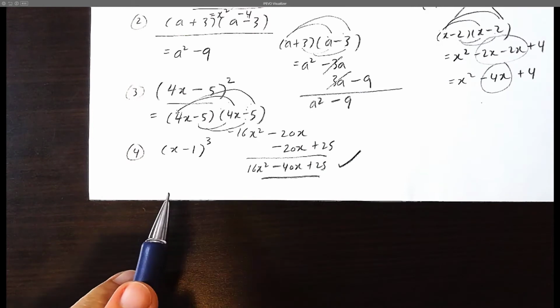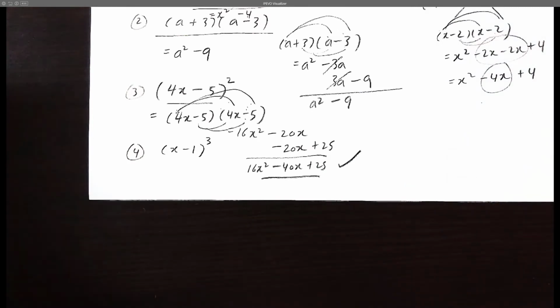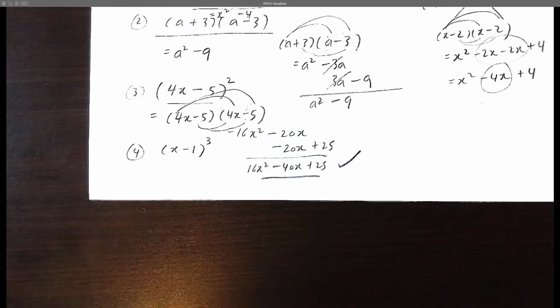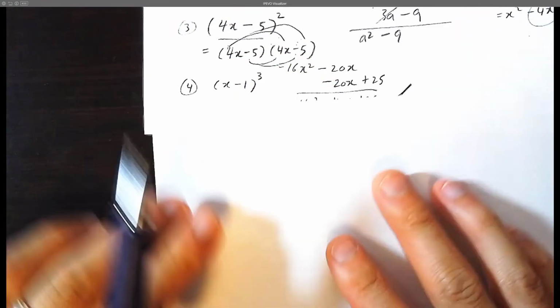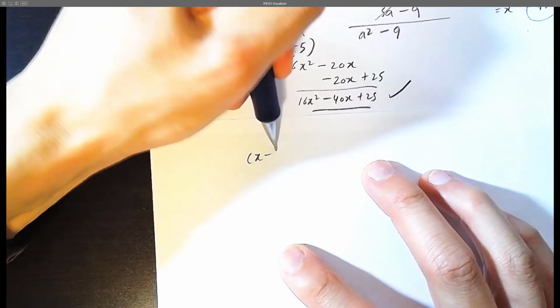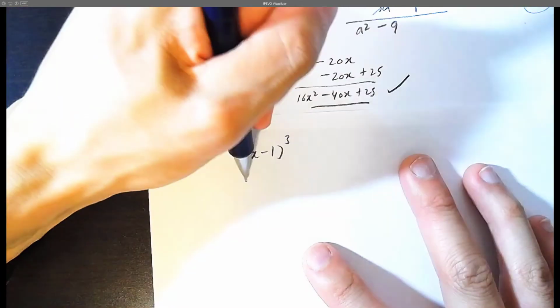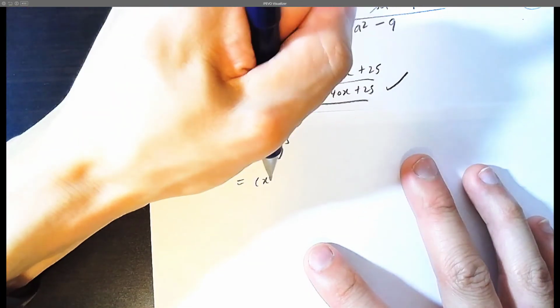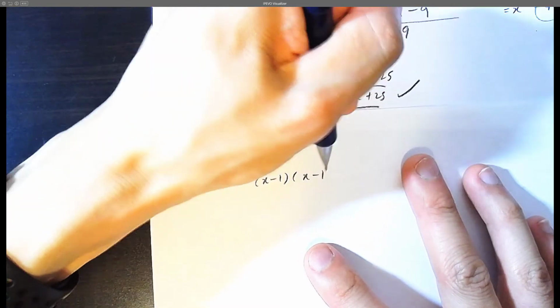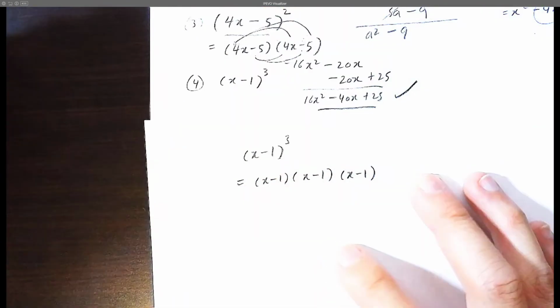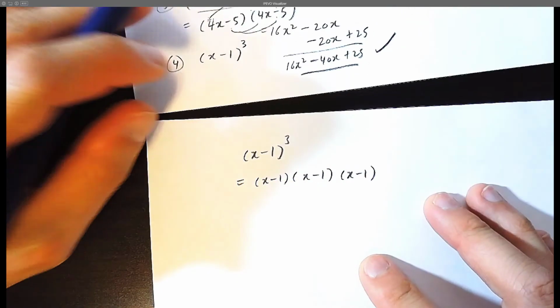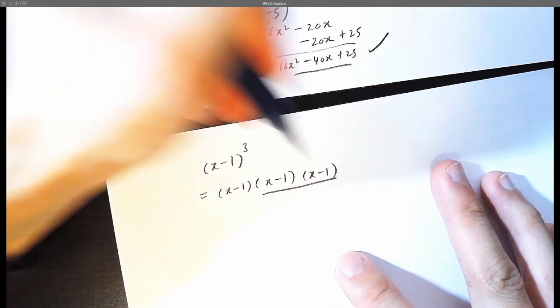Okay, we're going to finish off with a big one here. We have x minus 1 cubed. So one way to do this is to break it down: x minus 1, x minus 1, x minus 1. Now I want to show you a mental shortcut how to do this quickly.